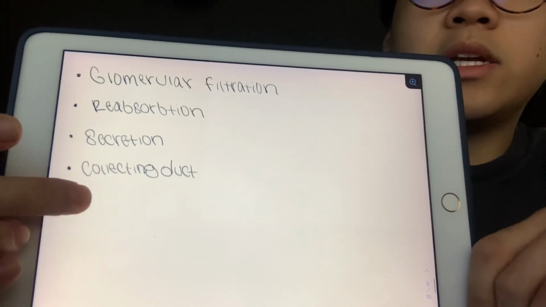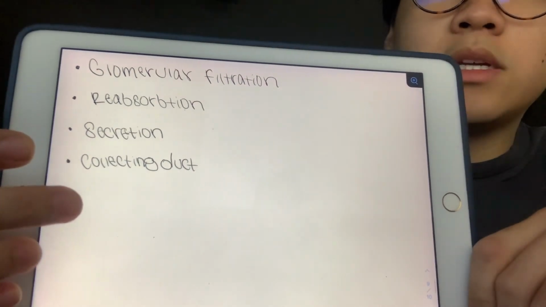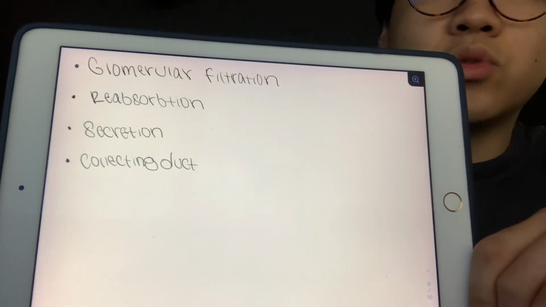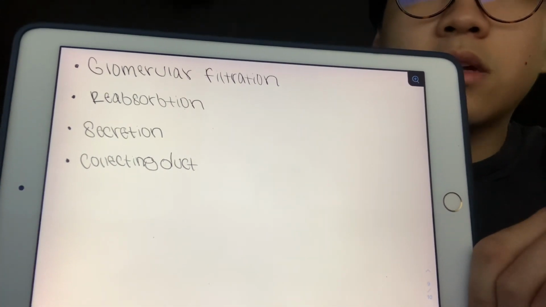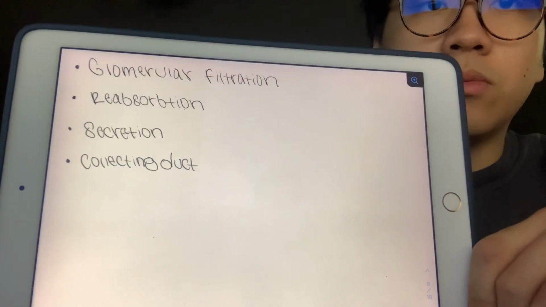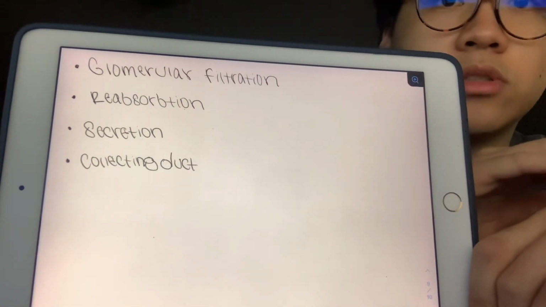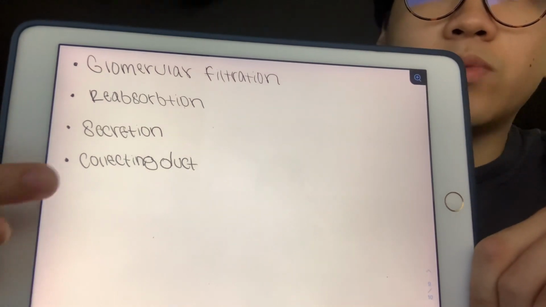Then the filtrate enters the collecting ducts, where the water can be reabsorbed. Think of the collecting duct as the water management. This manages the amount of water we have in our body in order to keep our blood pressure stable, which is why this is so important.